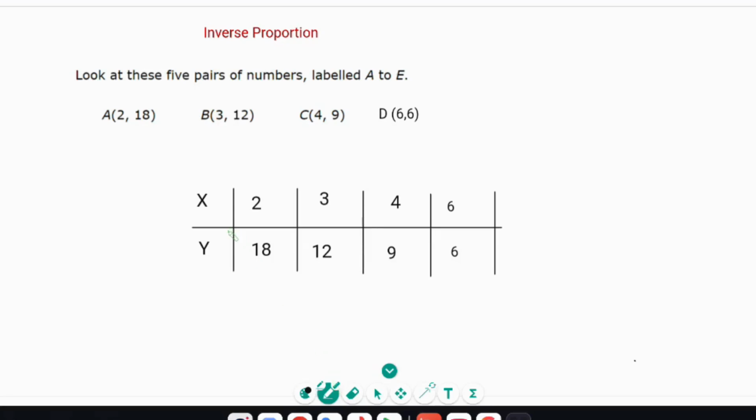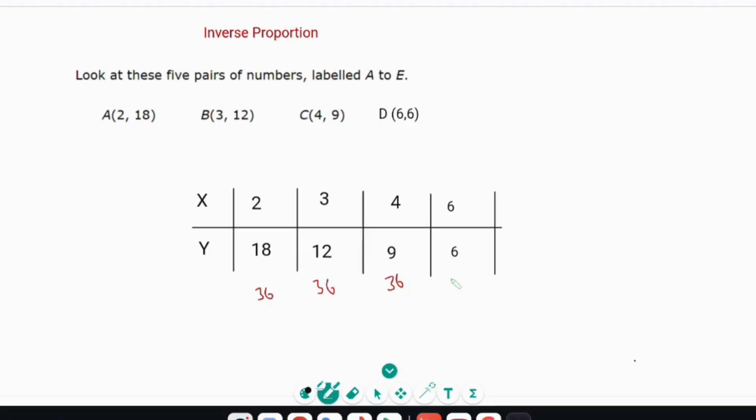So first of all, as you can see, when the x variable increases, the y variable actually decreases. And it's not by the same amount. If you look for the difference 2, 3, 4, the difference in x is 1, but the difference in y is not the same. If you might have noticed, they actually all multiply to give 36.